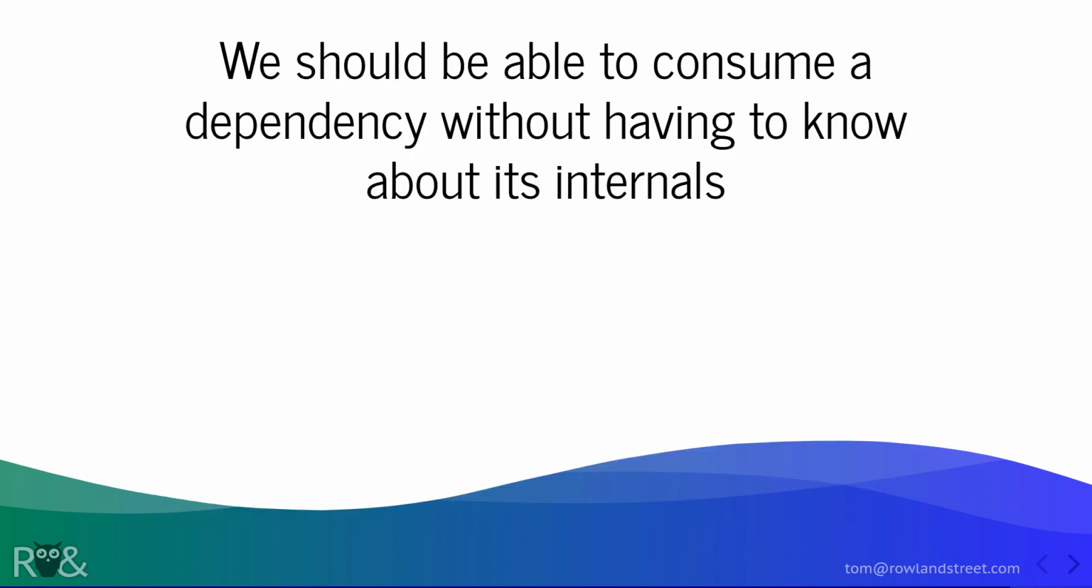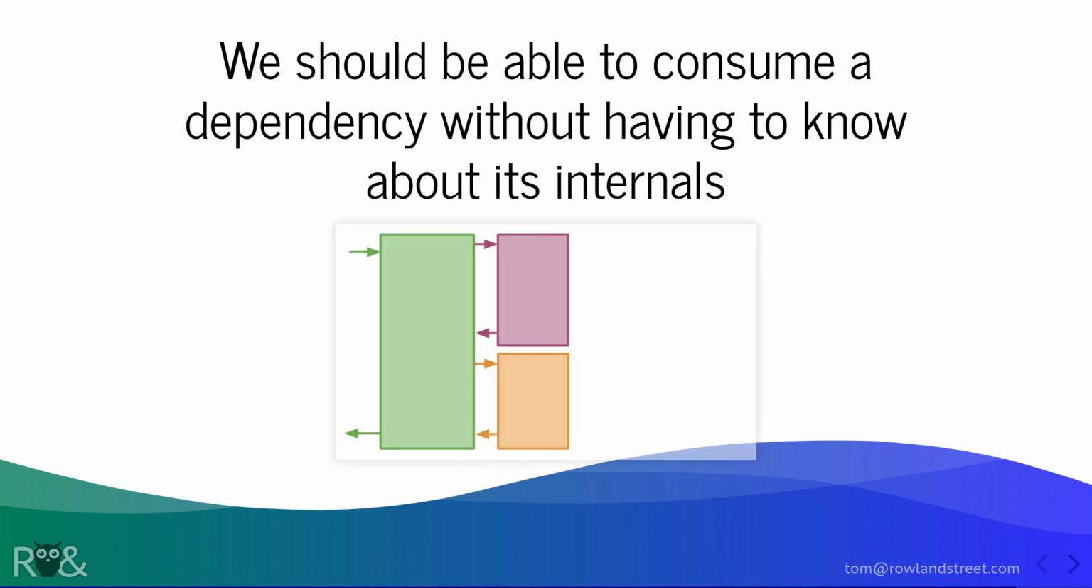The reason this is important is because we need to be able to consume these dependencies without having to know about their internals. So imagine I've got this green unit here with these two dependencies, a pink and an orange one. The pink dependency is also going to have its dependencies, and those are also going to have their dependencies. Now, if I'm writing that green unit, I want to code fast. I don't want to have to go through all the code base to find the dependencies of the green unit, and the dependencies of the pink and the orange, and their dependencies and their dependencies.